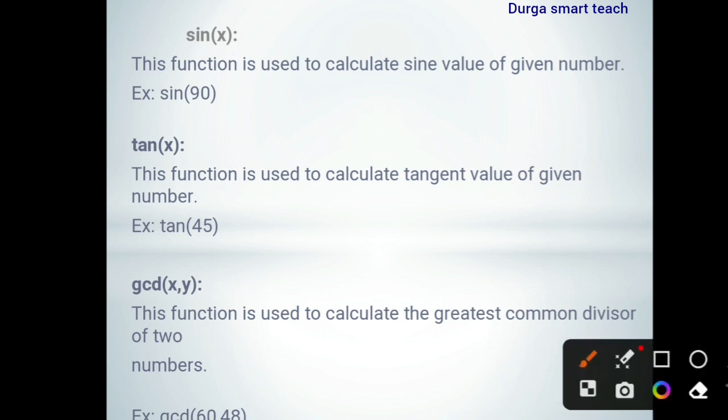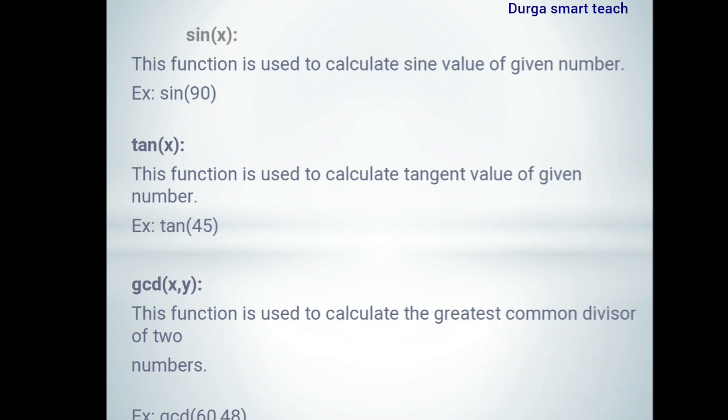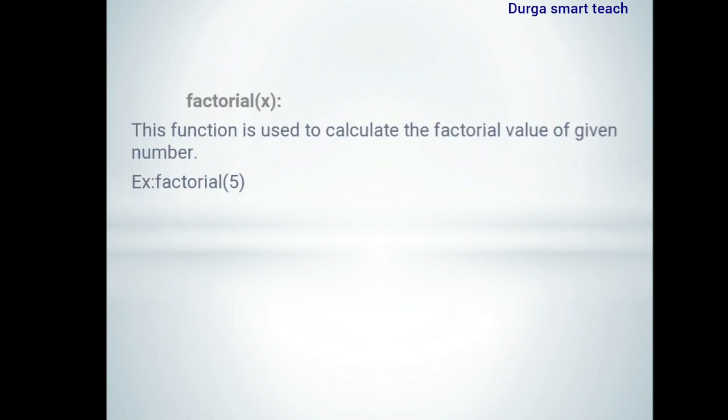And the next one is GCD, greatest common divisor. This function is used to calculate the greatest common divisor of two numbers. For suppose the two numbers are GCD of 60 and 48, so it will return the greatest common divisor of the two numbers. Let's see the example.